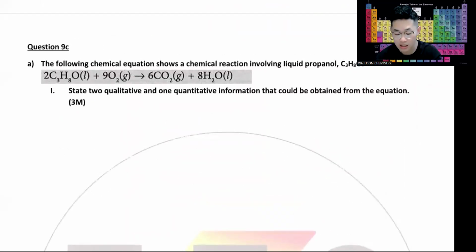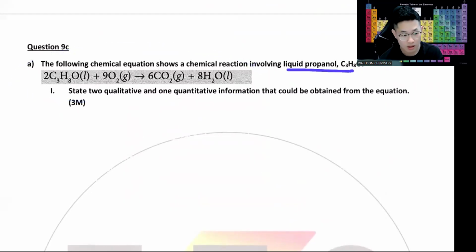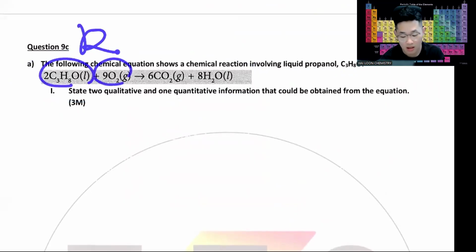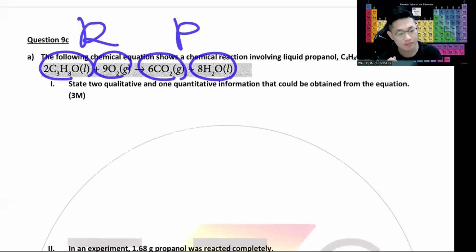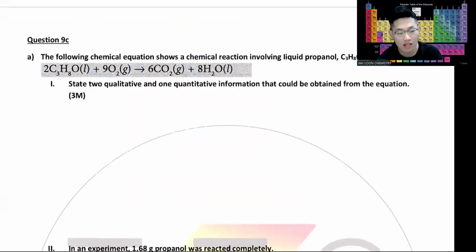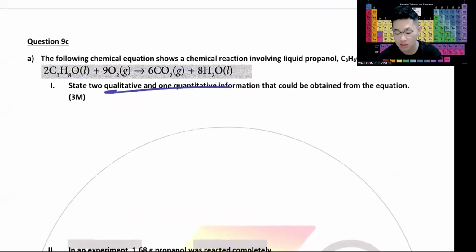Okay, like this one, guys. You see, they told you that it's liquid propanol. So I will say liquid propanol and oxygen gas are reactants. Carbon dioxide gas and water are products. So in terms of quantitative, 2 mole of propanol reacts with 9 mole of oxygen gas to produce 6 mole of carbon dioxide gas and 8 moles of water, like that. Okay, so I just want you all to remember these 2 terms.